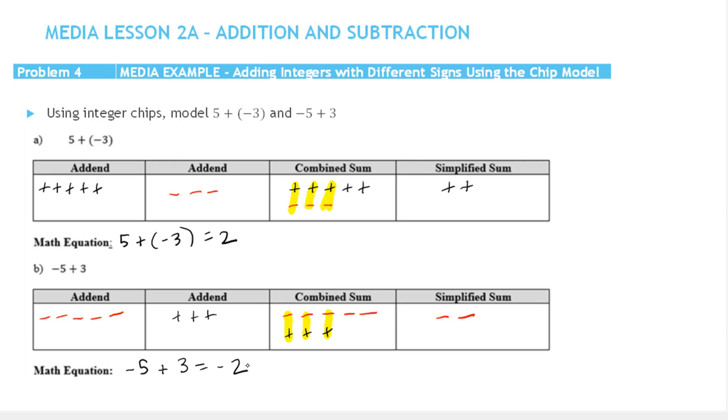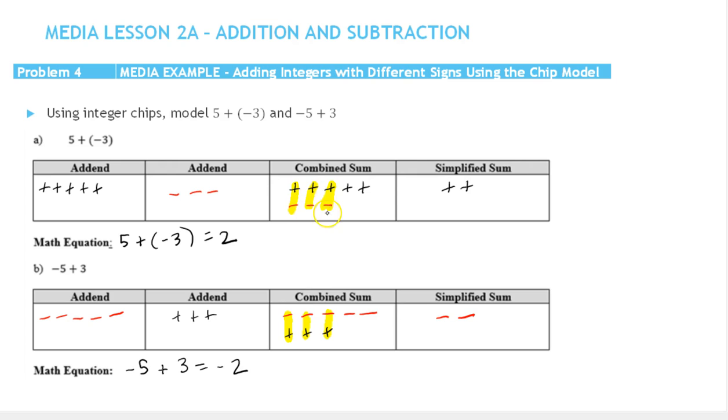So let's just take a moment to look at these problems and see what happened and what they have in common. So notice here we had the absolute value of the chips were the same, but we had different signs. So we had 5 and 3 and 5 and 3. In one case the 5 was positive, in one case the 5 was negative. In both cases, the smaller amount of chips canceled. So even though this is negative, we're thinking of absolute value, we had less of the second amount of chips, in this case 3.